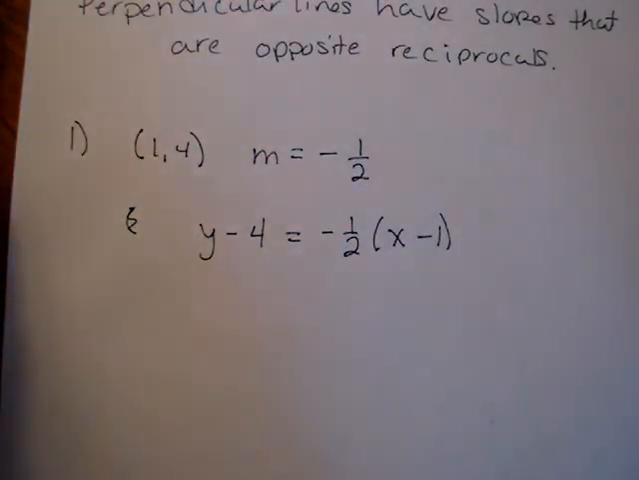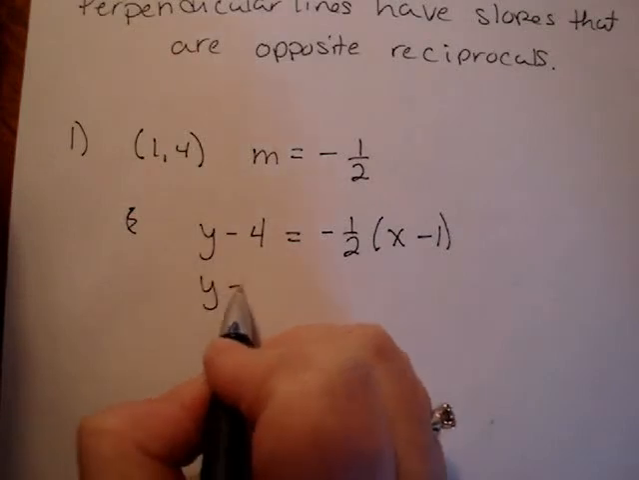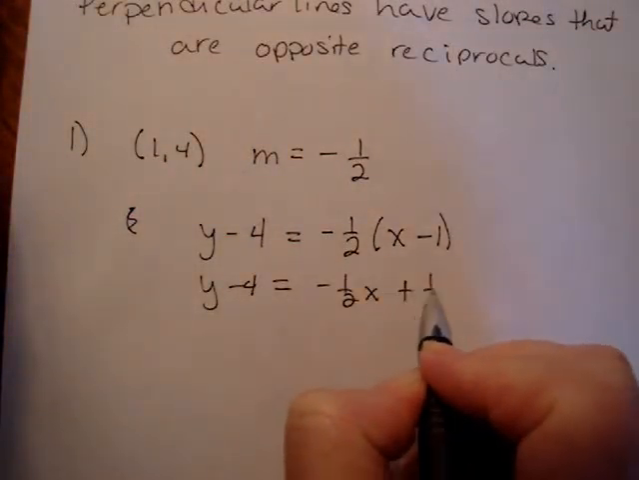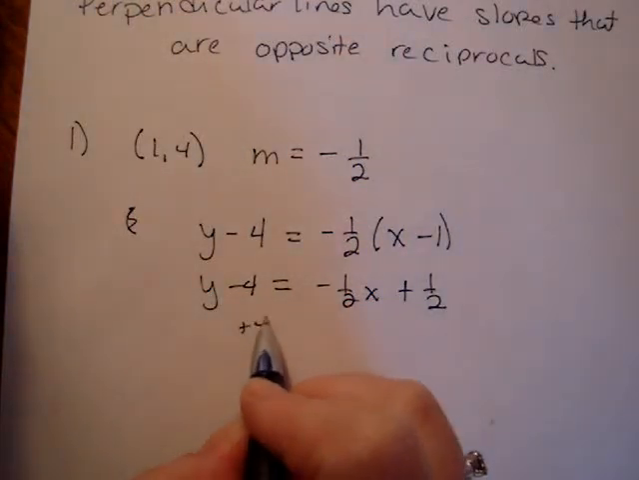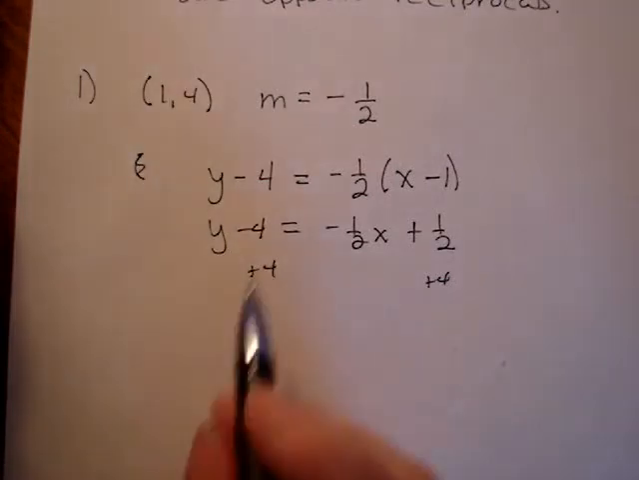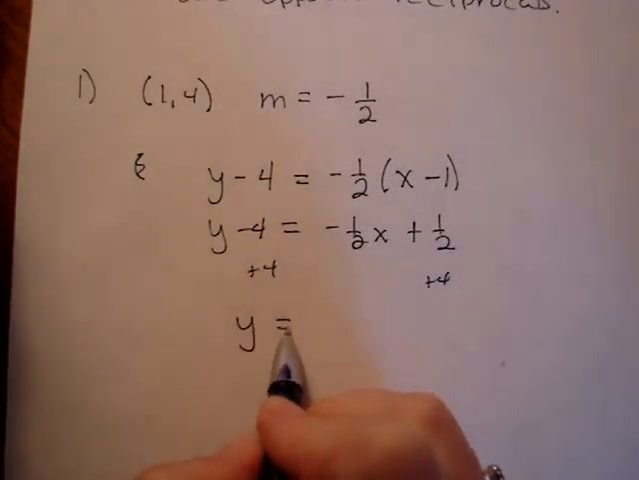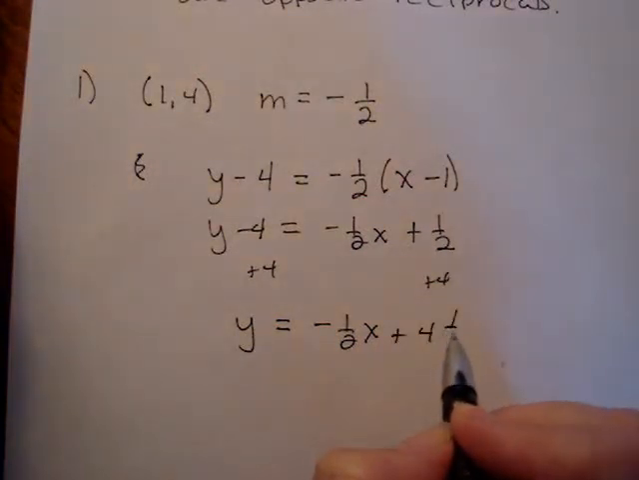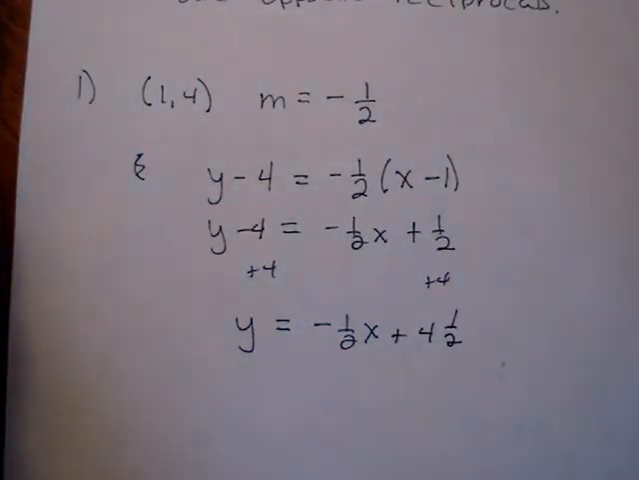That's the point-slope form. Now let's distribute. Y minus 4 is equal to -1/2 x plus 1/2. Now we'll add 4 to both sides. And I'm going to write this as a mixed number. So y is equal to -1/2 x plus 4 1/2. Done. That is number 1.